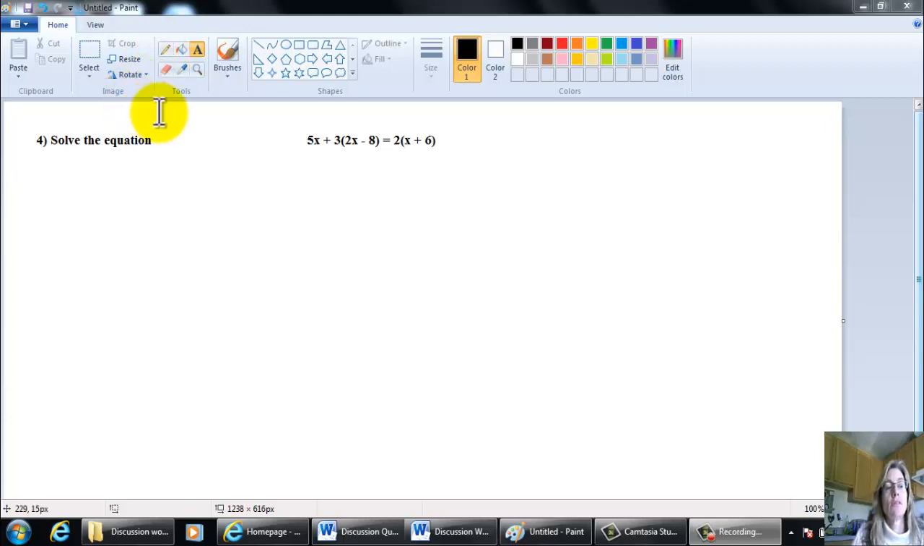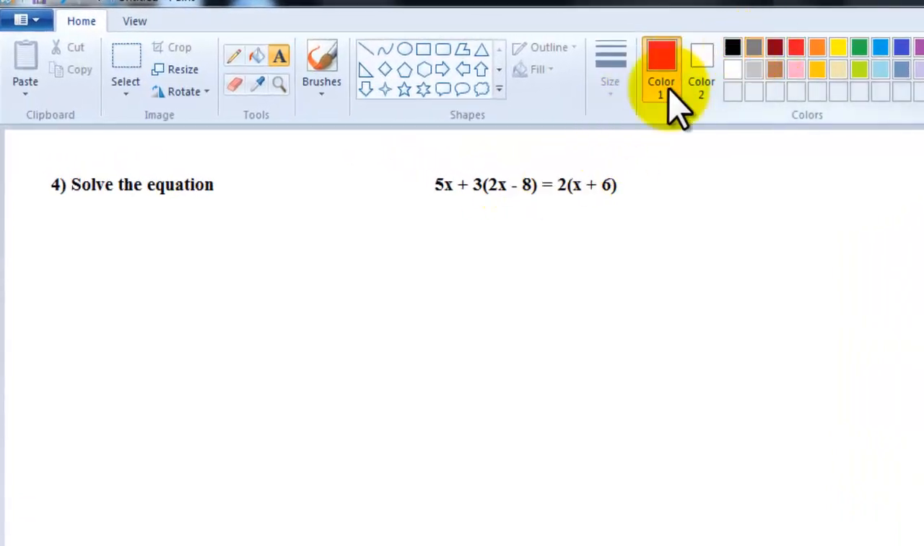All right, so this is the last question, question 4 for discussion week 7. Not the worksheet, but in the web page. Okay, so it's solve the equation. In this situation, we can solve because we have an equal sign right there. All right.